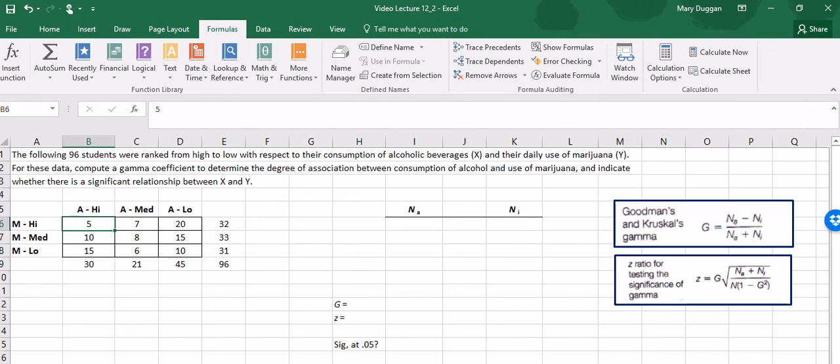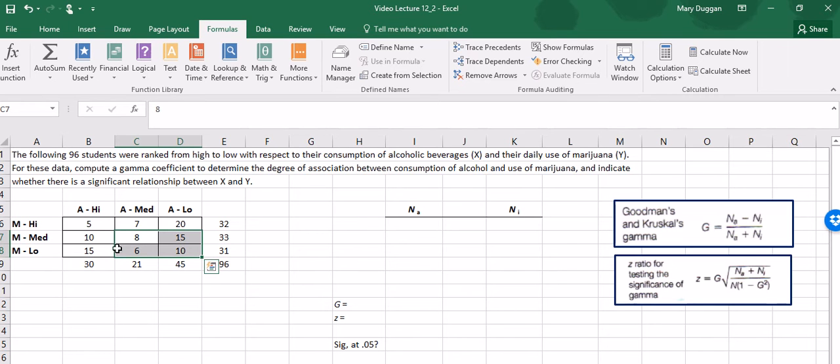So the gamma formula asks you to calculate the number of agreements. And so we're going to do that right now. And I'm going to start, as I always do with agreements, in the upper left-hand corner to calculate the total number of possible pairs of people that are varying in the same direction. So we have, for example, 5 people in the high group. And we have all of the people in these 4 groups that are lower on both measures than the people in the high group. So as one gets higher, the other gets lower.